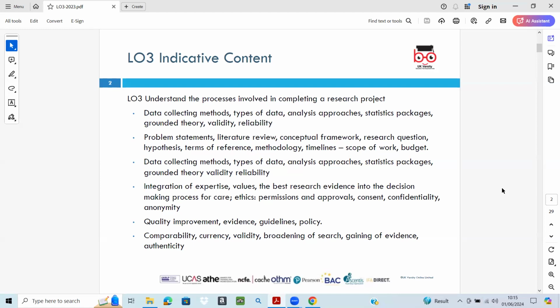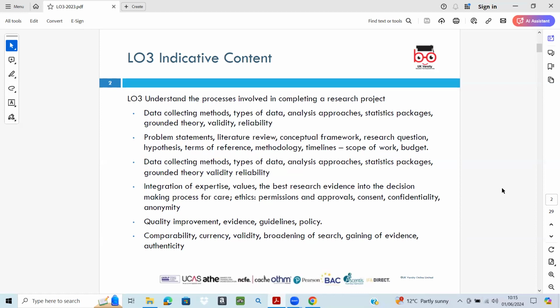Now we have to discuss the analysis approaches. First, we have statistical analysis, and it is applied to quantitative data to identify patterns and correlations using software like SPSS or R or Excel. Then we have thematic analysis, and it's used for qualitative data to identify themes and patterns within the data.